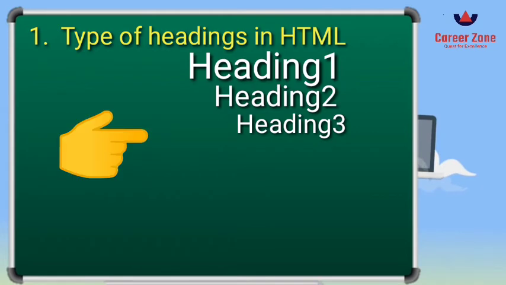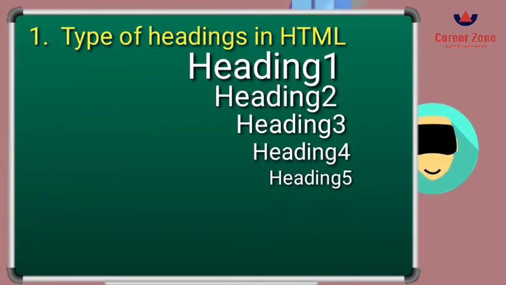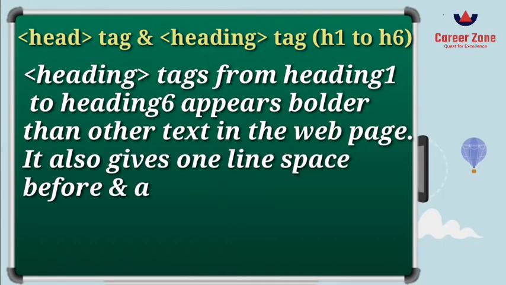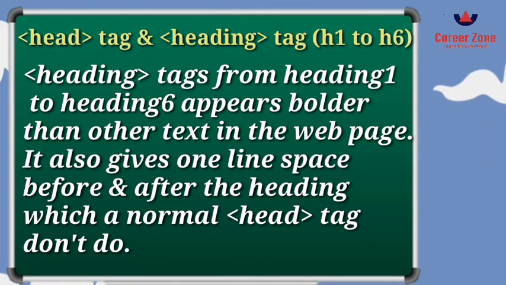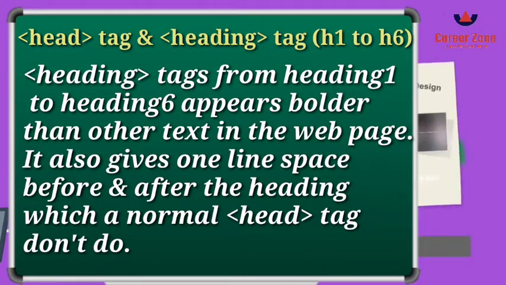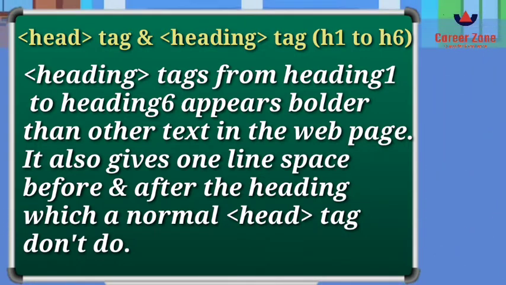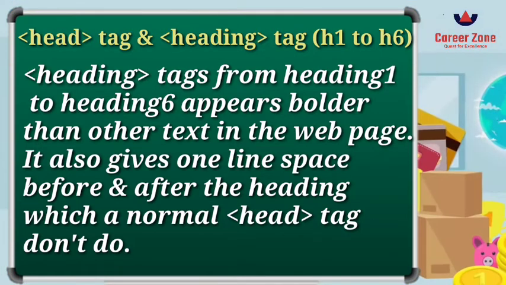There are 6 types of headings which we can use within the web page, starting from heading 1 to heading 6. Heading 1 is the largest one and heading 6 is the smallest one. So what is the use of the heading tags, H1 to H6? Actually, the H1 to H6 tags appear bolder than the other text, and the browser automatically inserts one line before and after the heading.